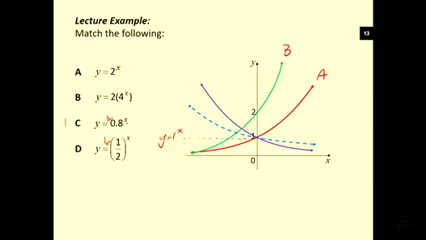0.8's closer to 1 than a half is. So this must be the y equals 0.8 to the x, and this must be the y equals a half to the x. So if that's a half, 1 to the x, that'll be the 0.8 to the x, that'll be the 0.5 to the x. Yep, they're in order. 0.5 as in the half. So it's just y-intercepts and growth or decay and how steep.